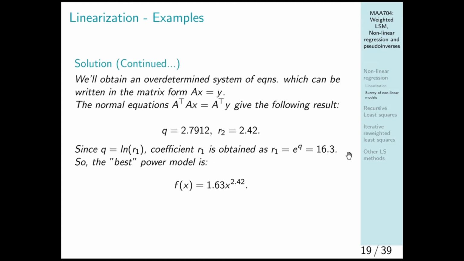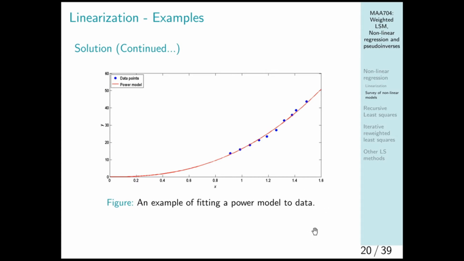Now, we will obtain a determined system of equations that can be written in this form. And once we do the normal equations for this, we get q equal to 2.79 and R2 is 2.42. Now that we have both estimates, we remember q is natural logarithm of R1, and so R1 is e to the power of q, which is a bit more than 16. So our best power model is 1.633 x to the power of 2.42. Now, how well does this fit the data? Pretty well. In this case, what we are doing is not assuming the exponent, but trying to calculate it instead.